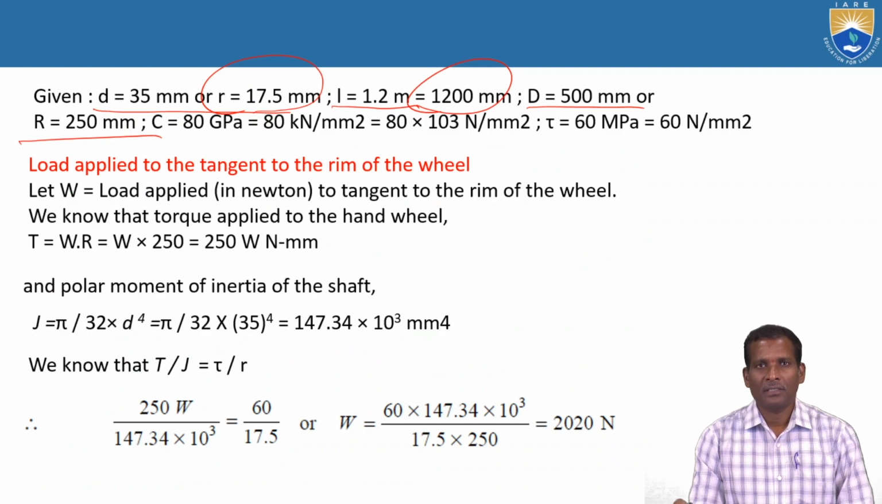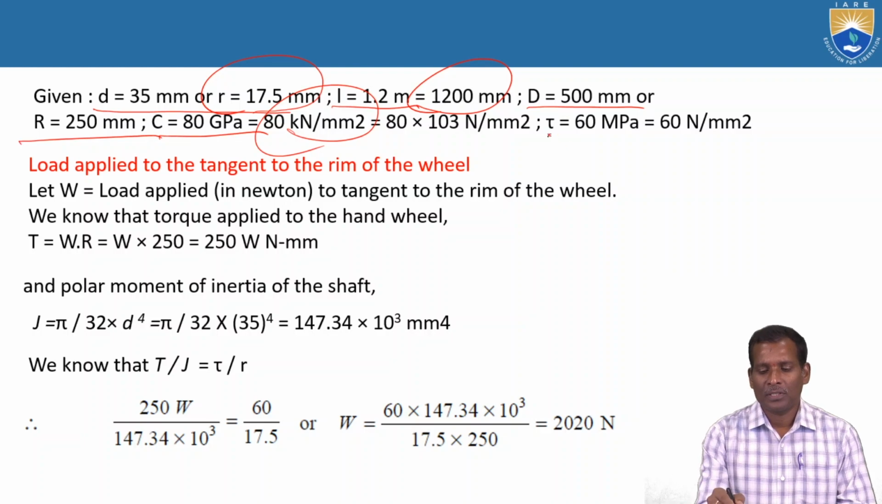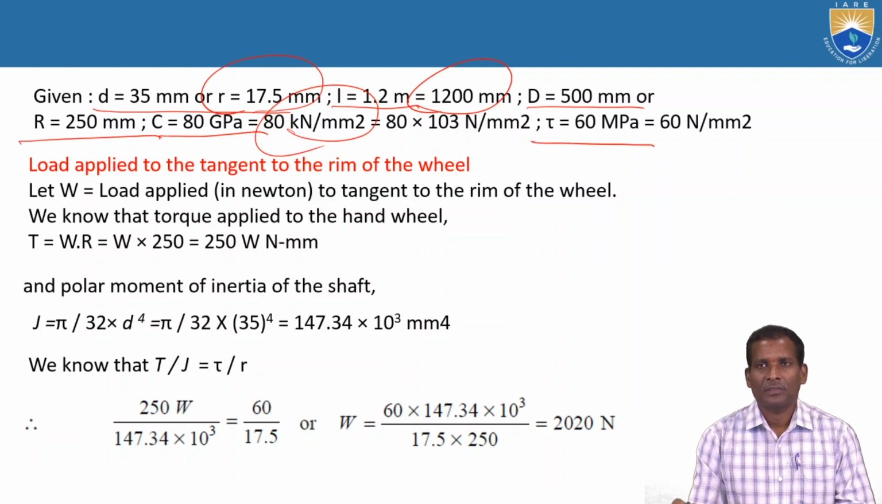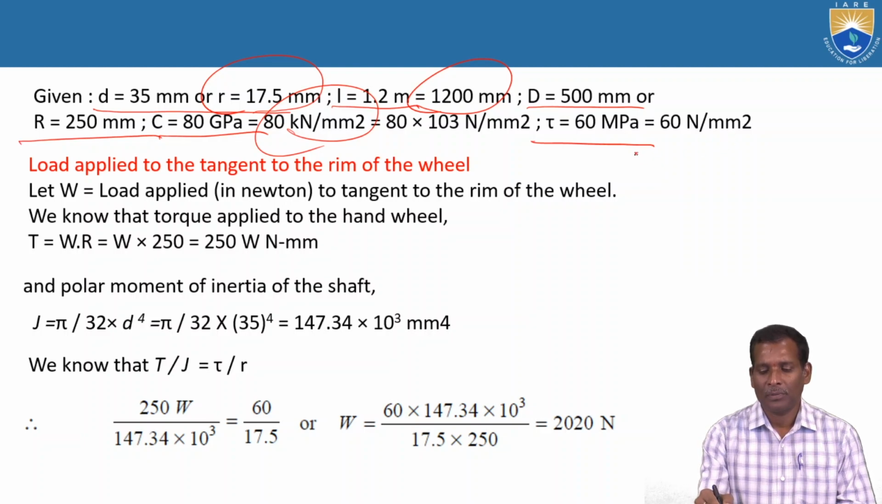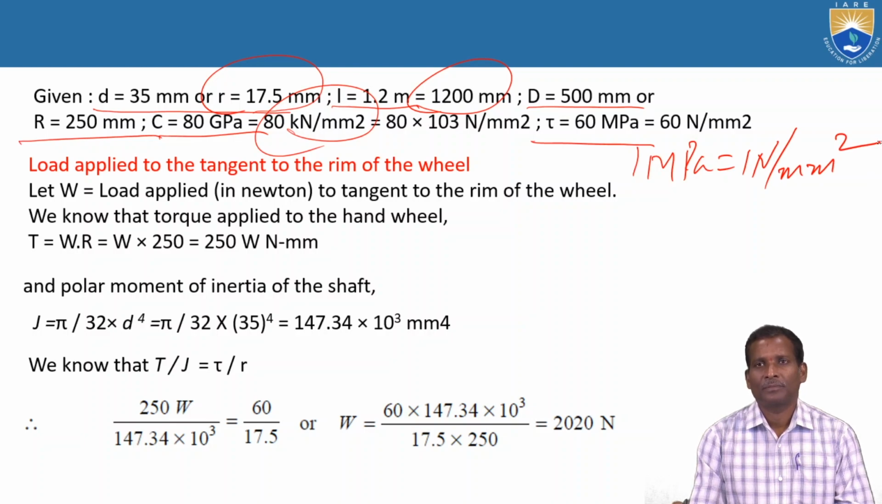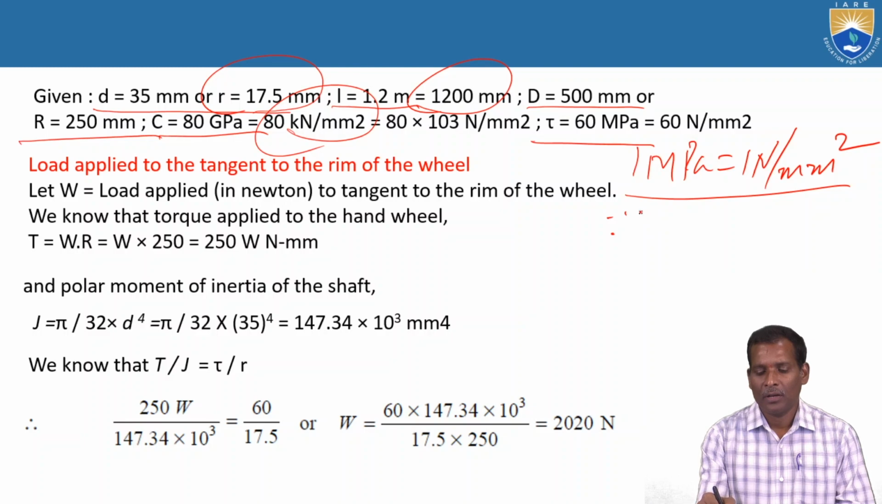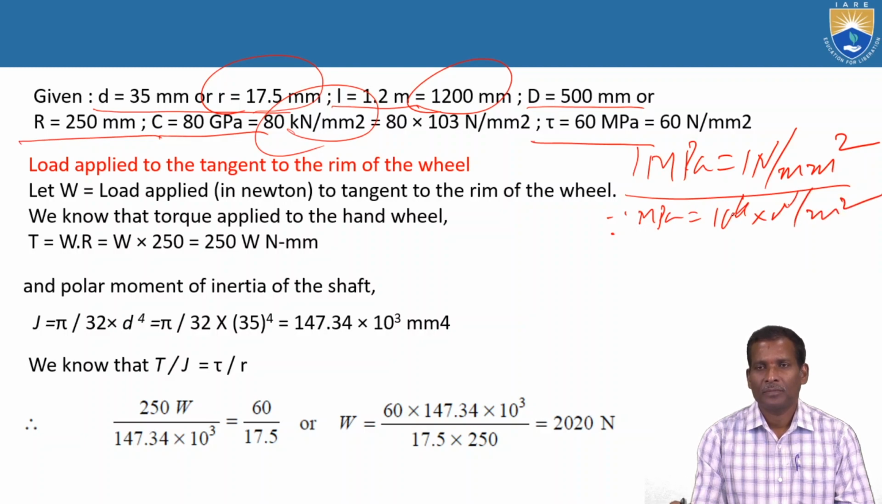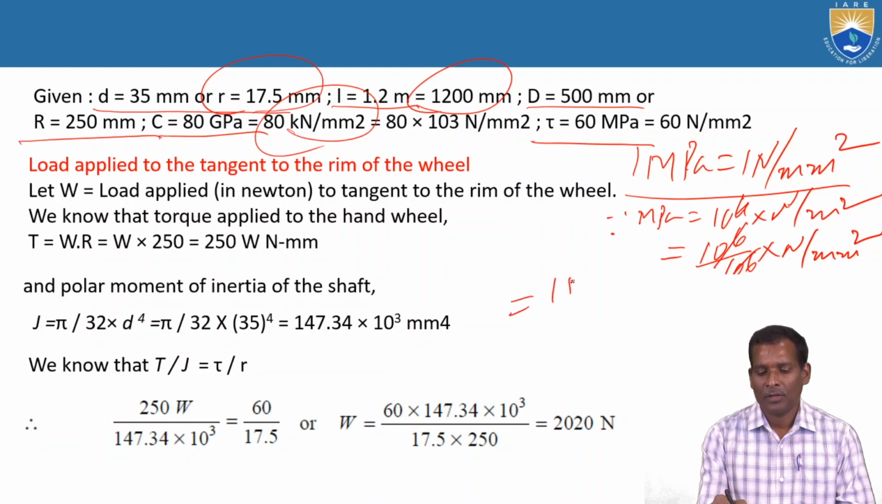So wheel or rim diameter is 500 mm. Clear? And C is 80 gigapascal, 80 GPa, 80 kilonewton per mm square. Tau is equal to 60 megapascal. So 60 newton per mm square, convert into newton per mm square. 1 megapascal is equal to 1 newton per mm square. So already you know, megapascal is equal to 10 to the power of 6 newton per meter square. Now convert into newton per mm square, 10 to the power of 6, 10 to the power of 6 get cancelled. That is 1 newton per mm square.